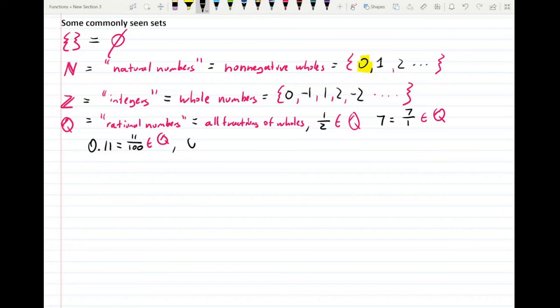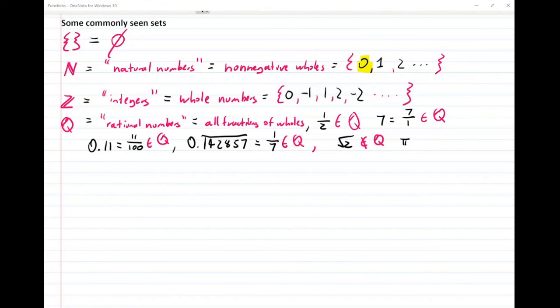Something like 0.142857 repeating, that would be a rational number because it's equal to 1 over 7, which once again is a fraction of two whole numbers. But things like the square root of 2 and pi are not rational numbers. They're not contained in the set, because neither of those can be expressed as a fraction of whole numbers.